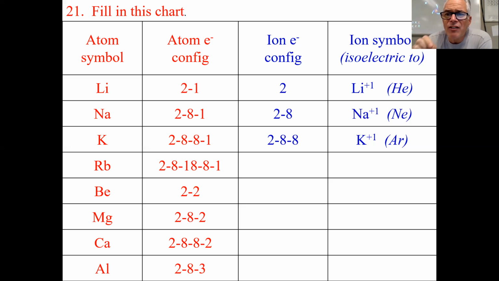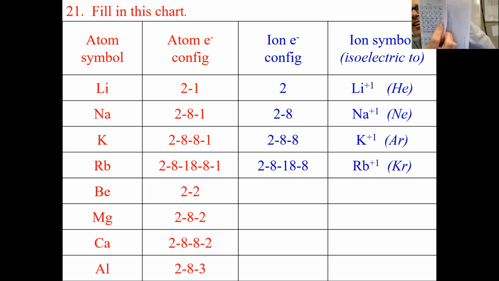When you only have 1 electron in the outermost orbital, how many electrons are you going to lose when you become an ion? You're going to lose 1. Look at this. It becomes 2,8,18,8. It loses that last orbital electron. It becomes a rubidium +1 ion. What noble gas is 2,8,18,8? I don't know. Put your finger in a box. Krypton.